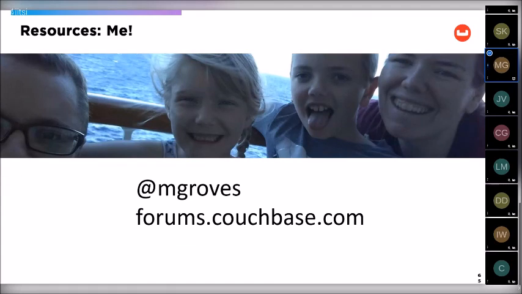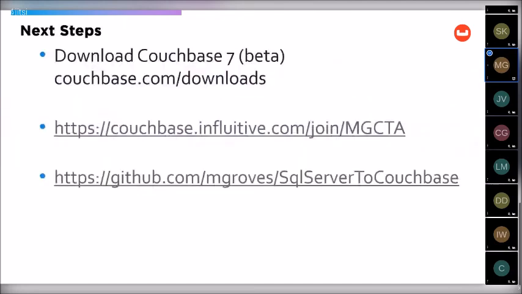If you have Couchbase specific questions, like how does the scaling work, or how do those indexes get updated, you can go to forums.couchbase.com and ask away in there. Next steps for you: Couchbase 7 is currently in beta. We hope to have a general availability release later this year, but right now you can download the beta, test it out as much as you want, and give us some feedback. Tell me what the worst parts are. I love that kind of feedback.